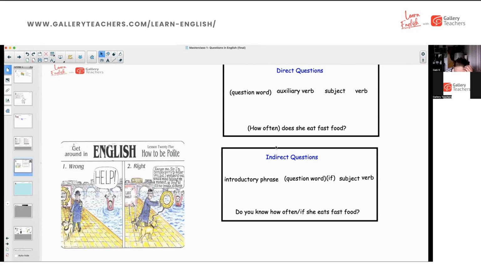Now, could I ask you why we actually use indirect questions? I mean, if you are teachers, you may have been asked by your students, why do I even need to change this question into an indirect question? Why do we do this? What's the point of it? Anybody? Good. So Jing is saying to be polite. Very good. And we use a lot of indirect questions in English. I mean, we use them more often than direct questions, right?